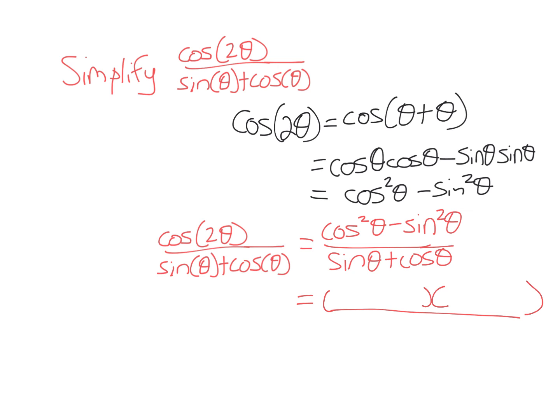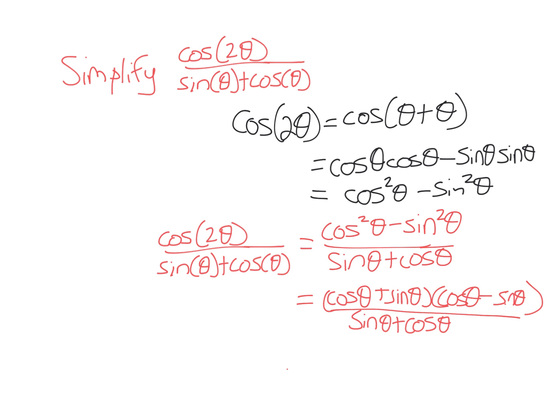So remember, for difference of two squares, you set up two brackets, square root the first and put it in both brackets, and then square root the second. So the square root of sine squared theta is just sine theta. And then once you've done that, one bracket gets a plus, one bracket gets a minus.